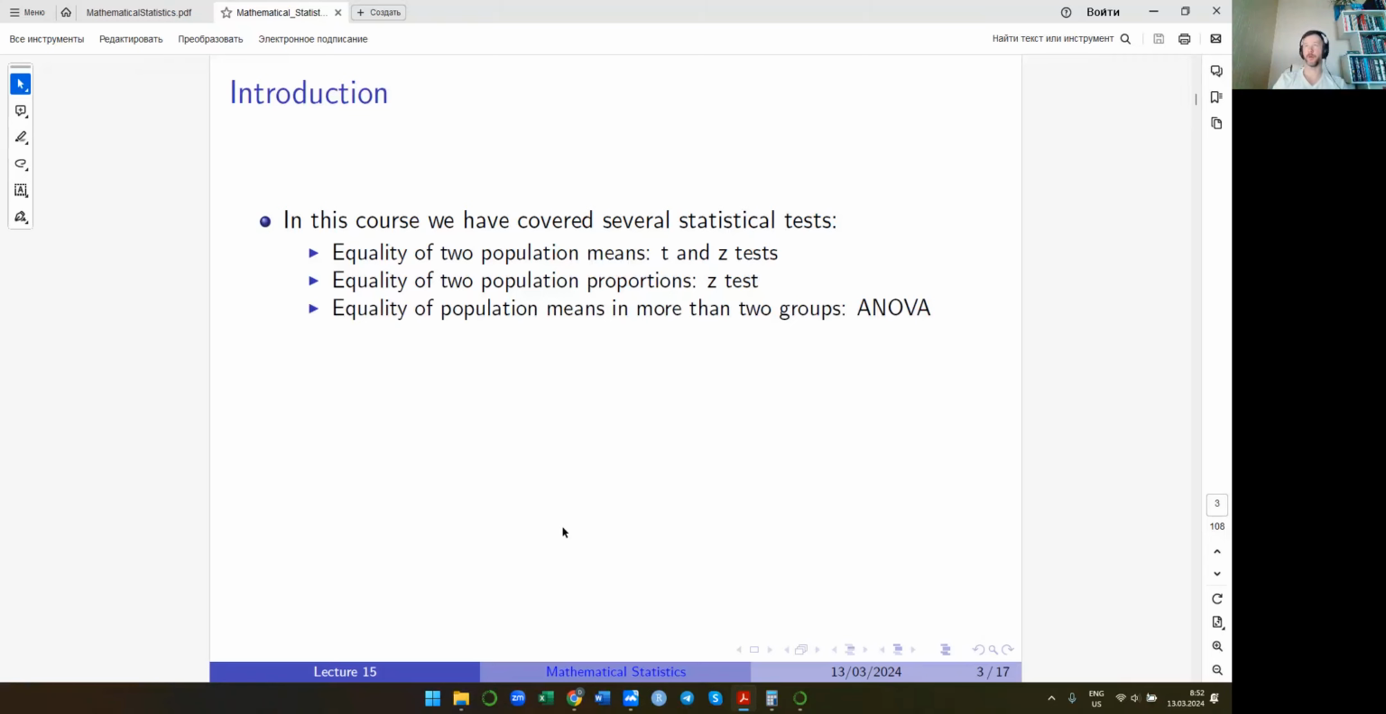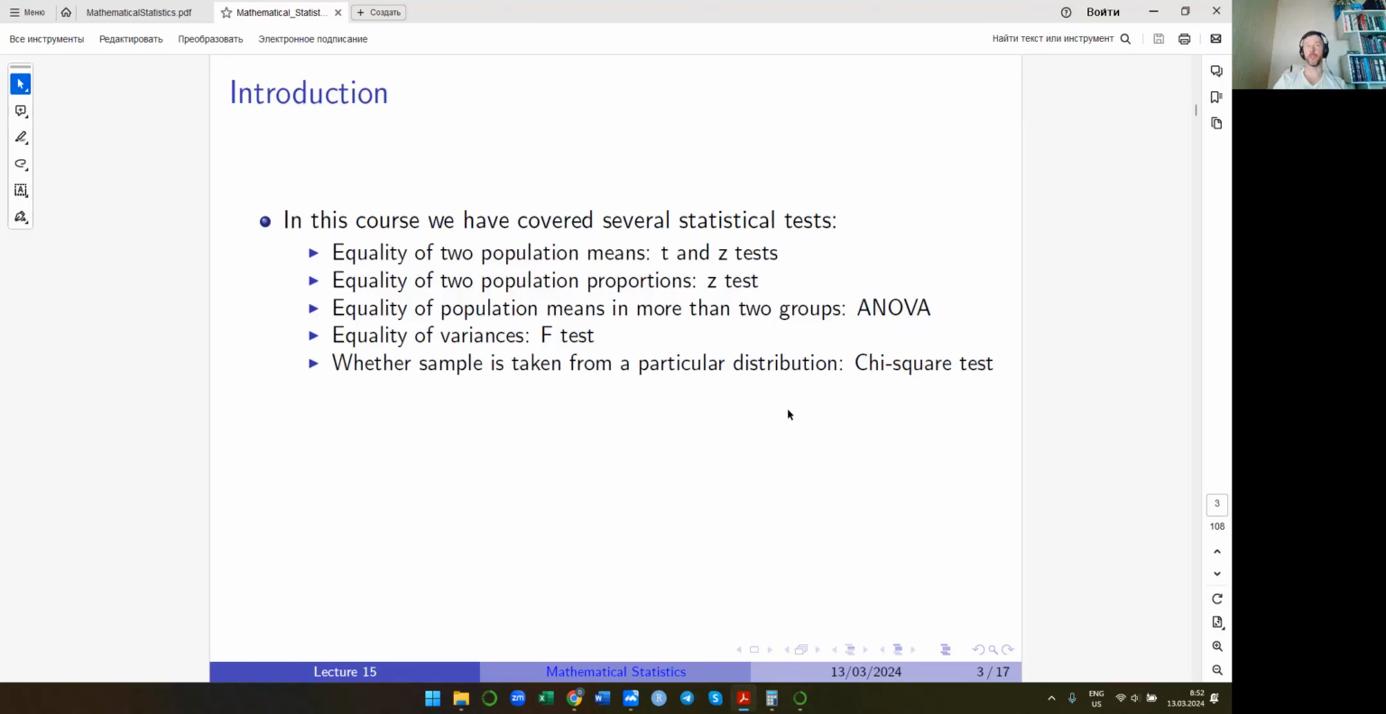When we have 3, 4, 5 groups, we applied ANOVA, one-way ANOVA if there is only one categorical variable, or two-way layout if there are two categorical variables that divide these groups. We also know how to test the equality of variances in populations with the help of F-test, and if the sample is taken from a particular distribution with the help of chi-square test, and how to test the independence of two categorical variables also with the help of chi-square test.